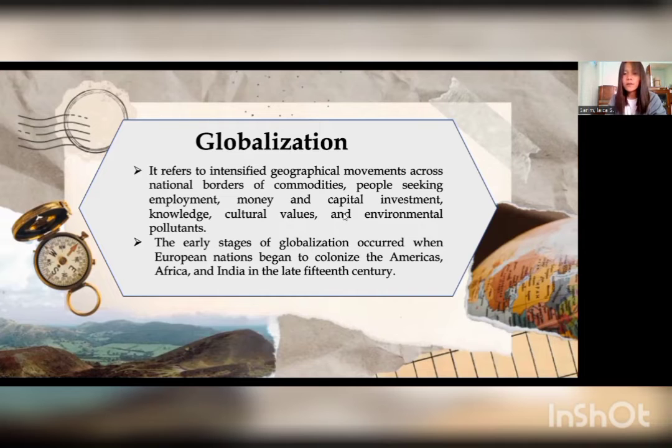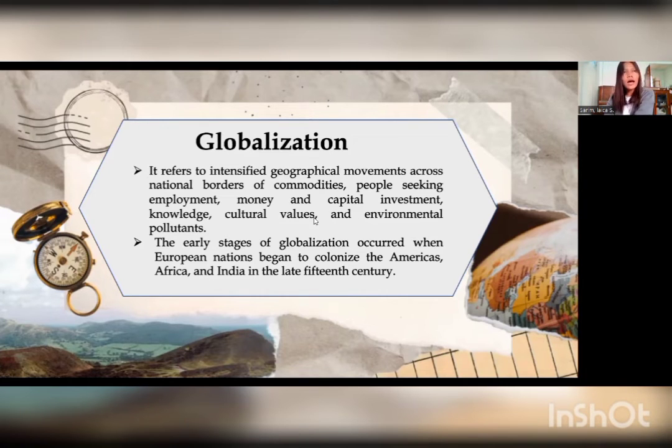The early stages of globalization occurred when European nations began to colonize the Americas, Africa, and India in the late 15th century. The colonizers followed a policy called Manifest Destiny, in which they considered their culture as superior, while the cultures of the colonized countries were considered inferior. Of course, the cultures of the strong ones should be considered as superior.